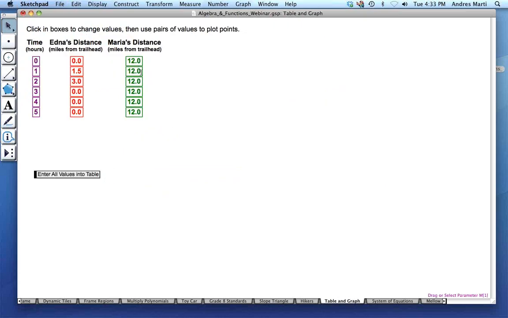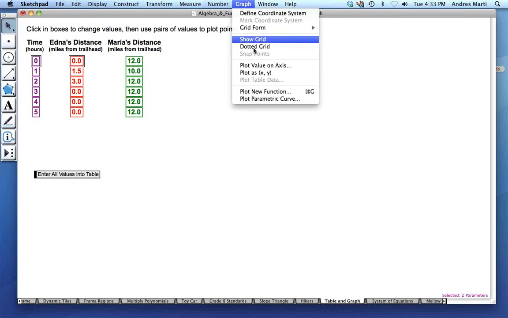So she's at 12 miles. She's going 2 miles an hour. So after 1 hour, she's down at 10 miles from the trailhead. And then you can start taking these values and plotting them. You can select the time and each of them, and you can plot them as x, y.